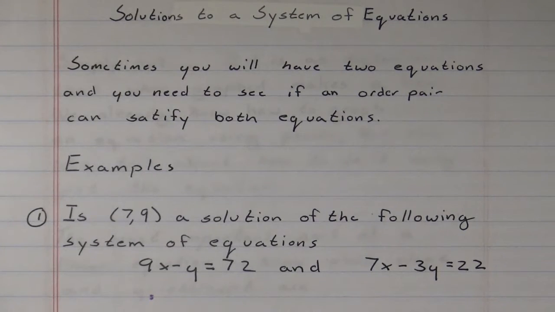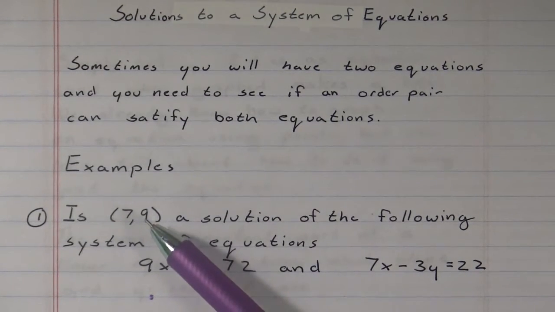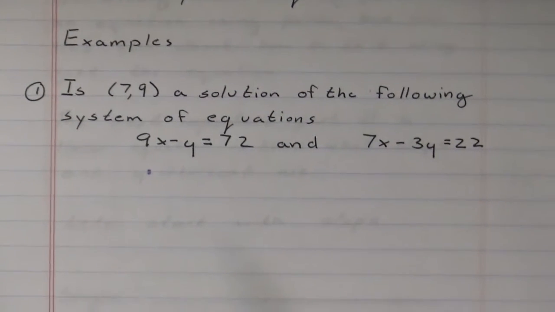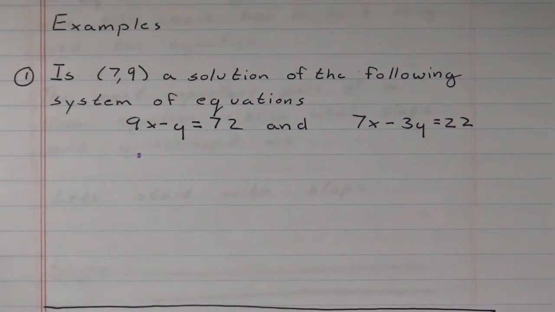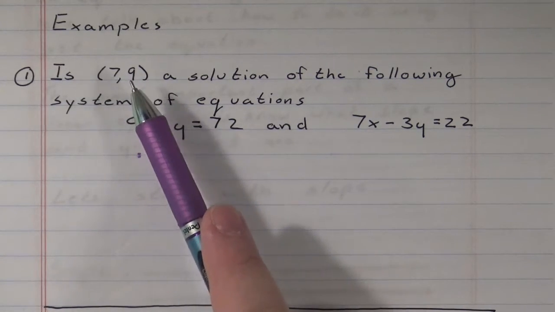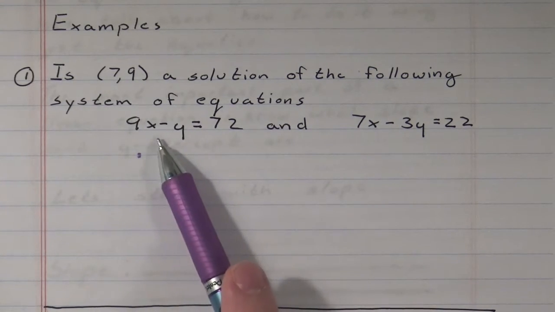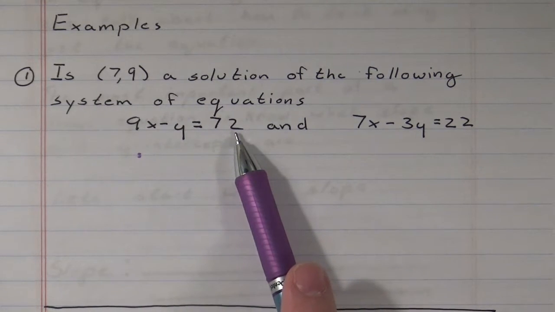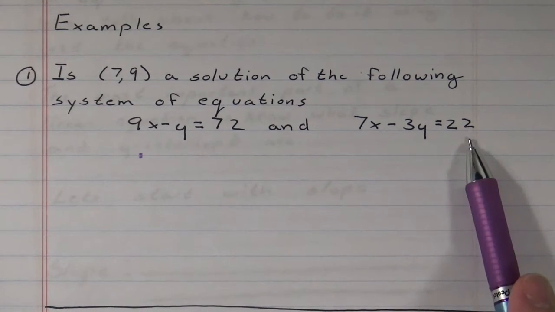All right, sometimes you will have two equations, and you need to find out if an ordered pair satisfies both equations. Basically, you're going to see if it's a solution. So think of it like this. We have in this problem the ordered pair (7, 9), and I'm actually going to move this up just a little bit for you so we can do some work. My question to you is, does it work for this equation, and does it work for this equation?